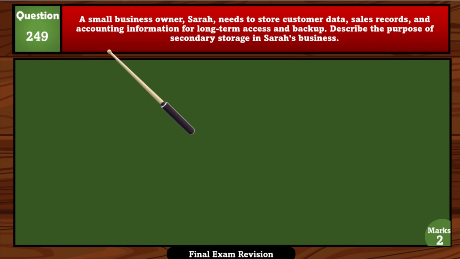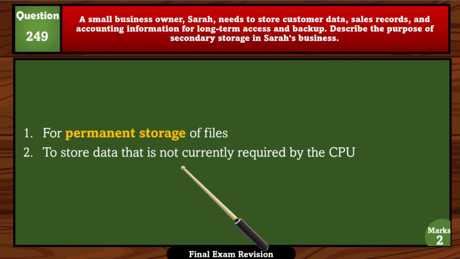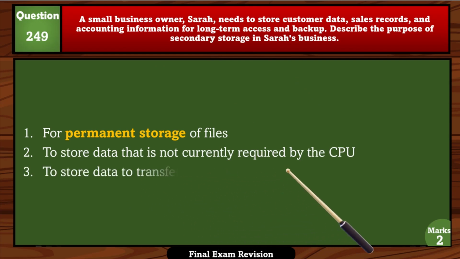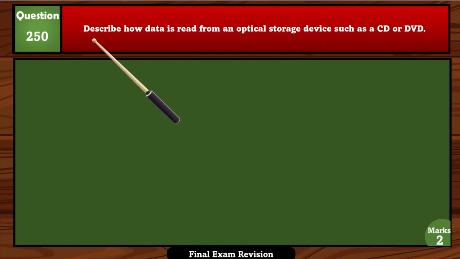Question 249. A small business owner, Sarah, needs to store customers' data, sales records, and accounting information for long-term access and backup. Describe the purpose of secondary storage in Sarah's business. So for permanent storage of files. Number 2, to store data that is not currently required by the CPU, to store the data to transfer it to another computer.